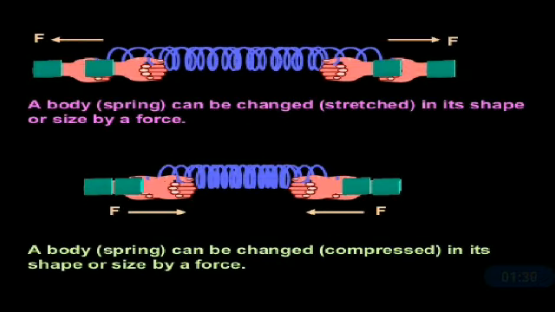A body, for example, here a spring, can be changed or stretched in its shape or size by a force. So when force is applied, the spring can be stretched, and again when the force is applied, the spring can be compressed in shape and size, and it happens because of the force applied in certain directions.